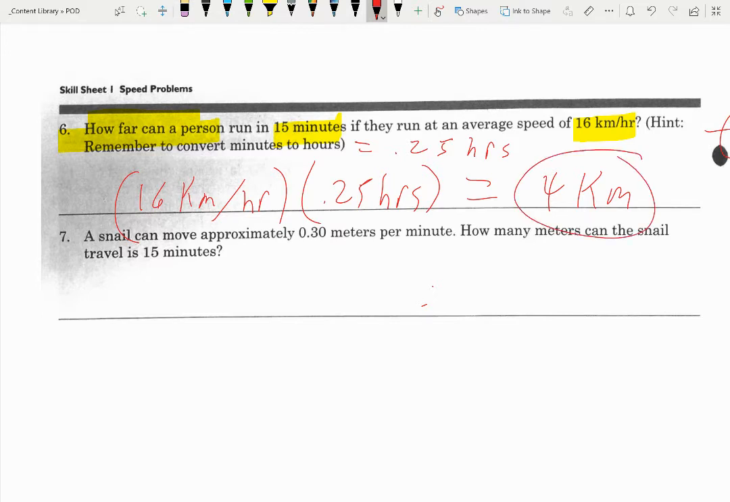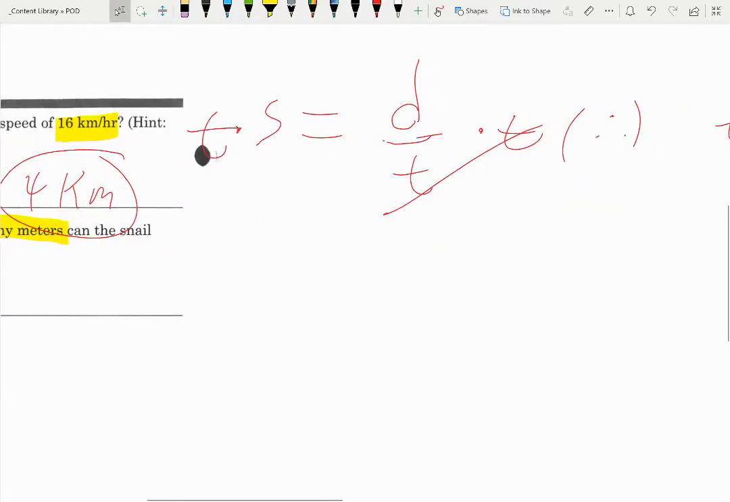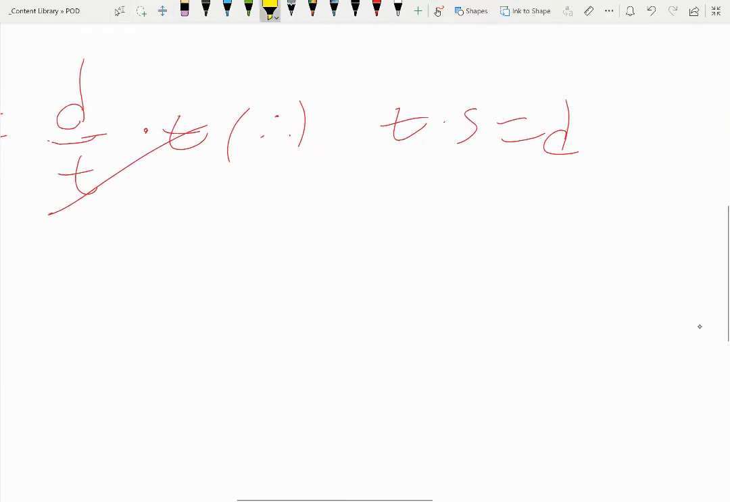Okay, number 7. A snail can move approximately 0.3 meters per minute. Little snail. Not very fast, that's all right. How many meters? Okay, so how many meters, that tells us what are we trying to find? Distance, right? Okay. Can the snail travel in 15 minutes? So we're going to use the same setup as we did here.